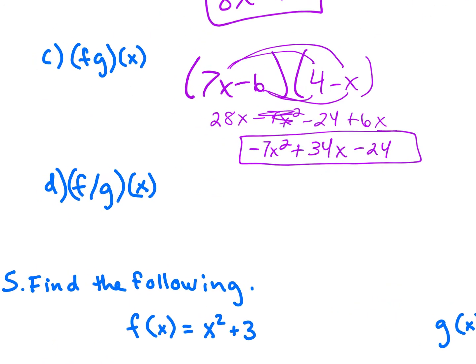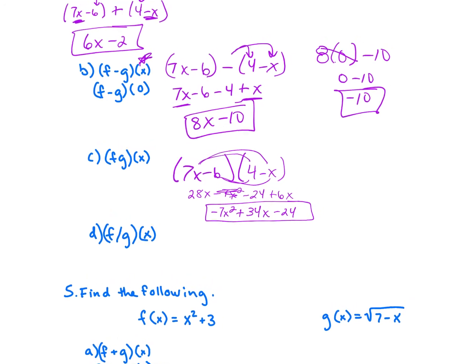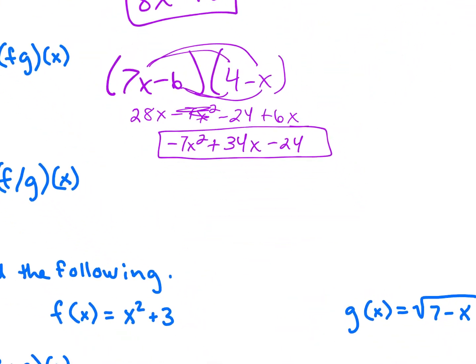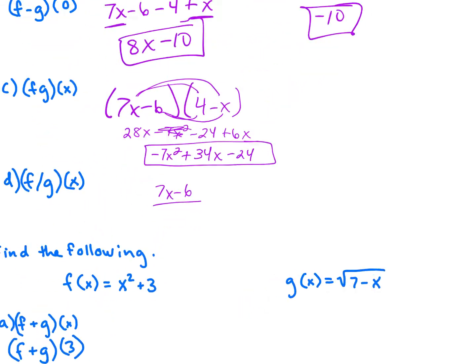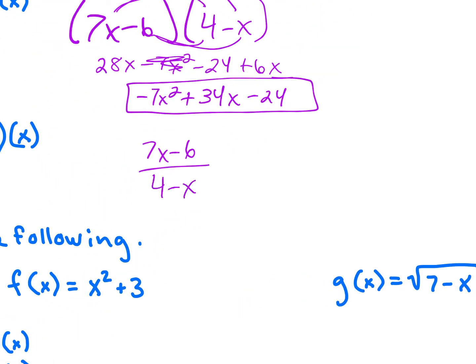All right. What is the last one asking us to do with f and g? Divide. Okay, so f, 7x minus 6 over 4 minus x. Can I do anything here to simplify? 4 and 6. We can't. I'm glad you said that.